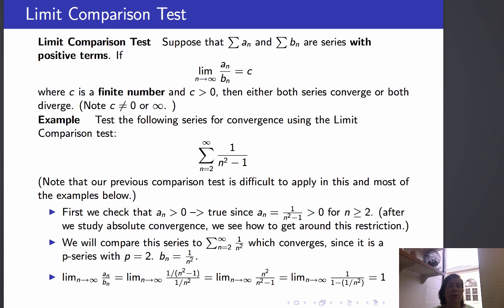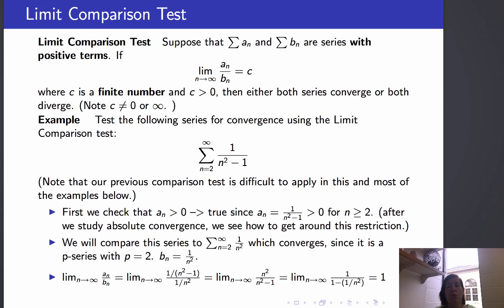And so what we do is we calculate the limit as n goes to infinity of (1 over n squared minus 1) over (1 over n squared). This is just a rational function in n, so it's the limit as n goes to infinity of n squared over n squared minus 1. And we divide by the highest power of n in the denominator to get the limit as n tends to infinity of 1 over 1 minus 1 over n squared.